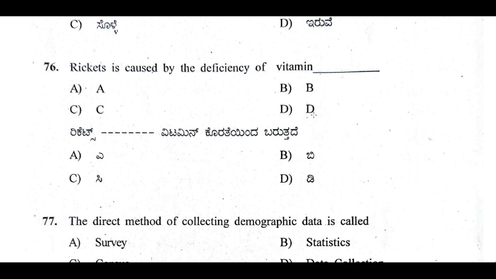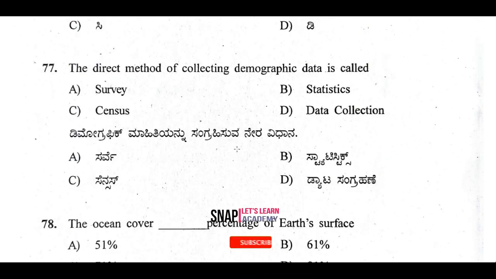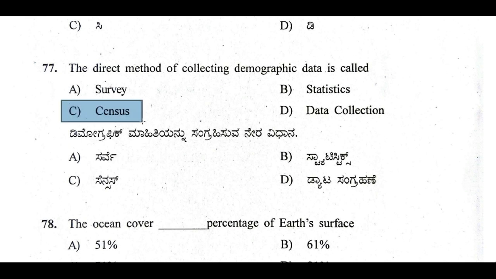Question number 77, the direct method of collecting demographic data is called A, survey. B, statistics. C, census. Or D, data collection. The right option is census. It is the direct method of collecting demographic data. The census is the other common direct method of collecting demographic data, and it is usually conducted by the national government and attempts to enumerate every person in the country. So option C, census, is the right answer.